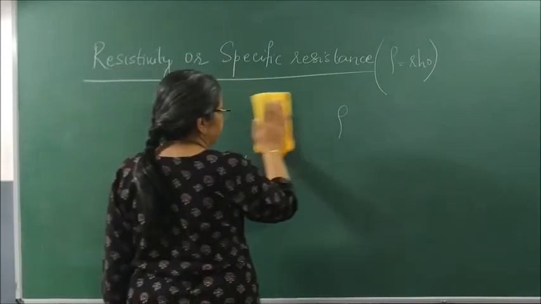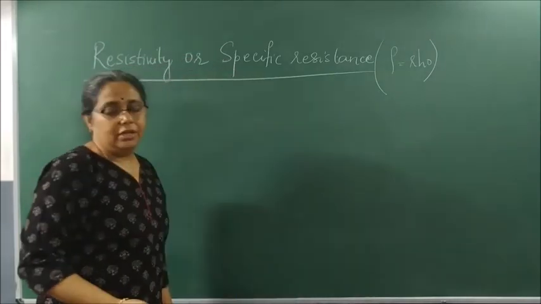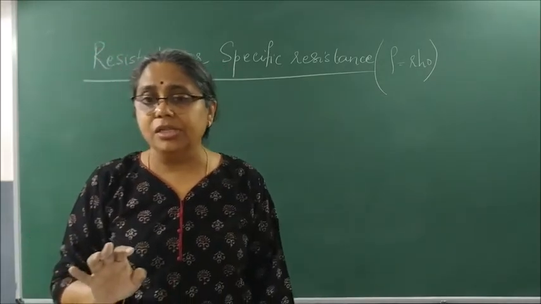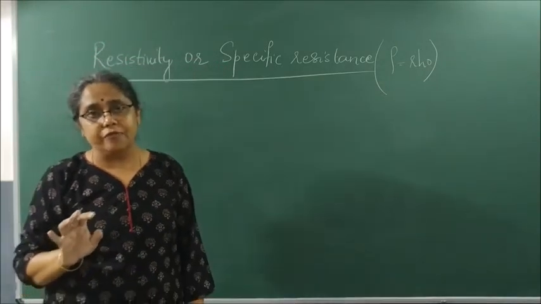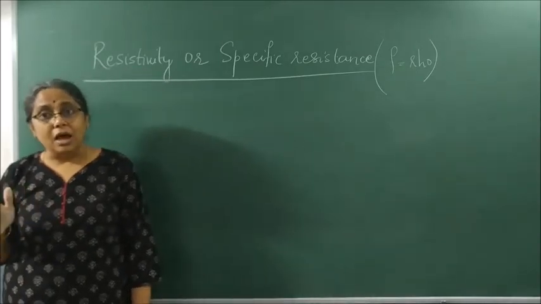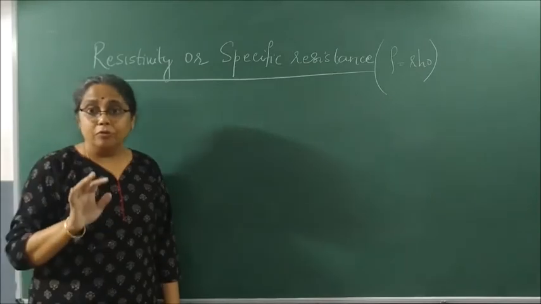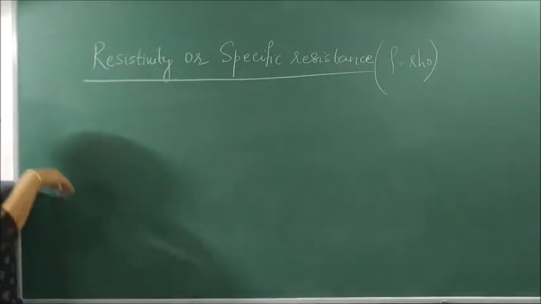So this is called as what? Specific resistance or resistivity. Resistance and resistivity are different. Resistance means R and resistivity means rho. Okay. So first understand, then you will have time to write.